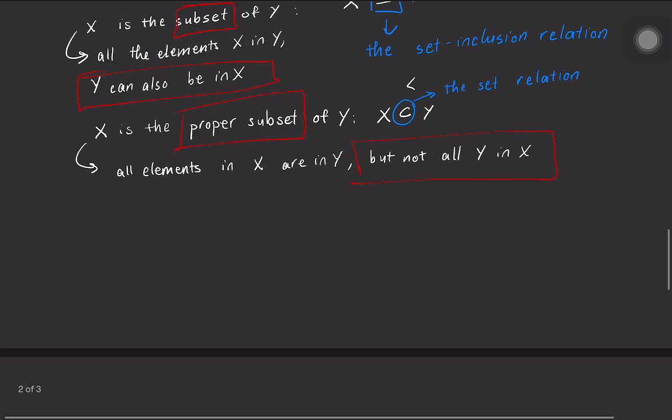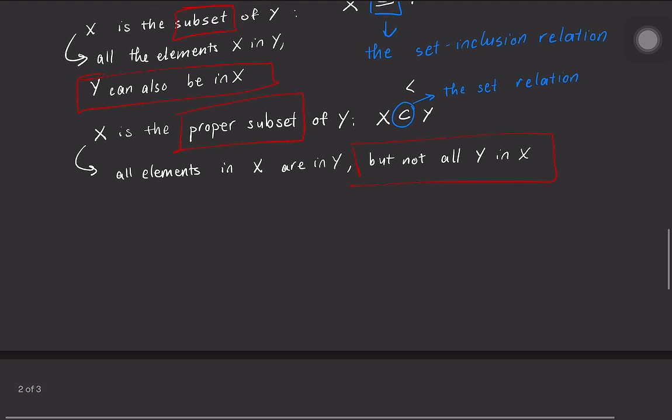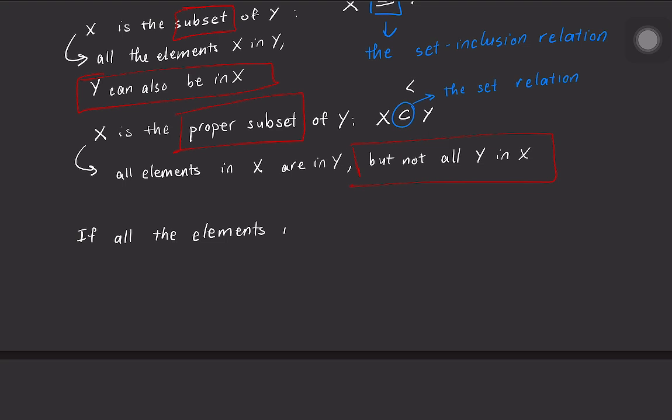And one last thing is that if all the elements in X are in Y and vice versa, which means all the elements of Y are also in X, we can say that X equals Y. So that is kind of common sense, right?